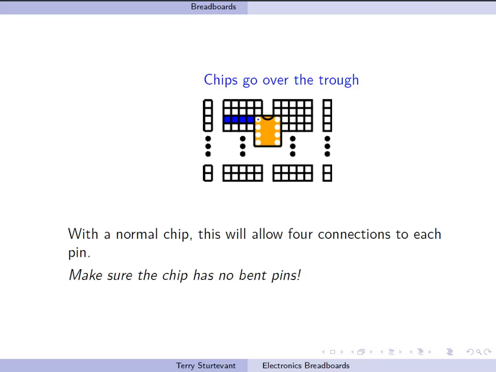It's important to make sure there's no bent pins on the chip, because a pin that's bent under the chip may not actually be in the hole, but would look like it is.